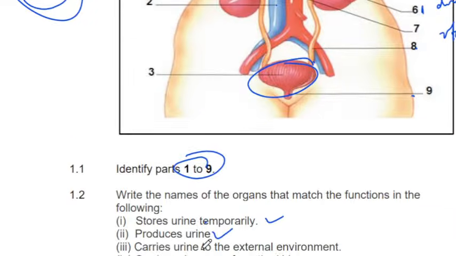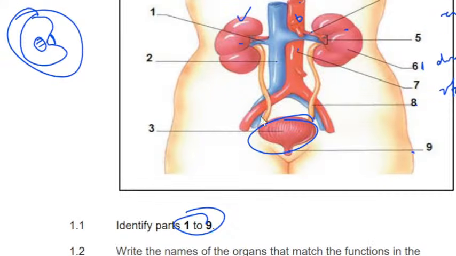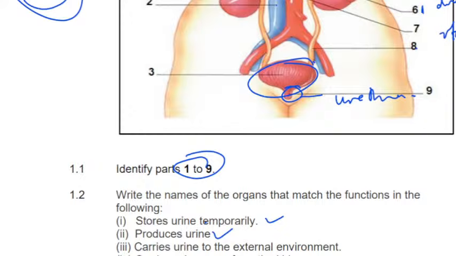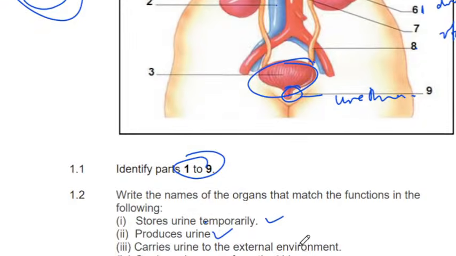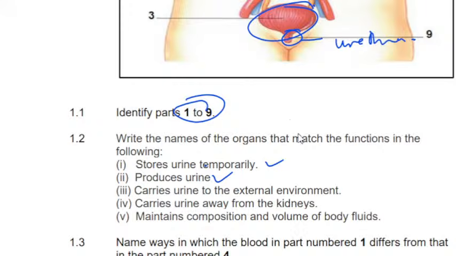The next question, carries urine to external environment. It takes the urine to the external environment. This part number 9, which we say that is urethra. Then they are saying that carries urine away from the kidney. So they are looking at this tube from here to here because it carries urine away from the kidney. Therefore, the answer becomes ureter, which is number 8.